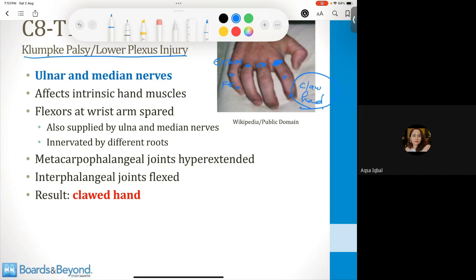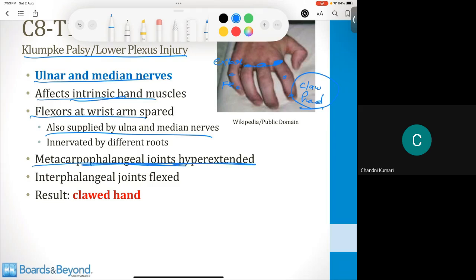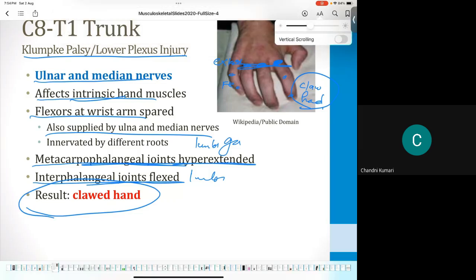As we know, the lower trunk is going to give rise to two nerves, ulnar and median nerve. So the ulnar and median nerves are going to be gone. It would affect the intrinsic hand muscles. When the median is gone, the innervation to the thenar muscles is also going to be gone, and the hypothenar muscle innervation is also going to be gone. Intrinsic muscle supply is gone. The flexors are going to be gone. So we are going to have the metacarpophalangeal joint hyperextended because the function of the lumbricals is gone, and the interphalangeal joints flexed, again because the function of the lumbricals is gone. It's going to be a claw. Is it clear?